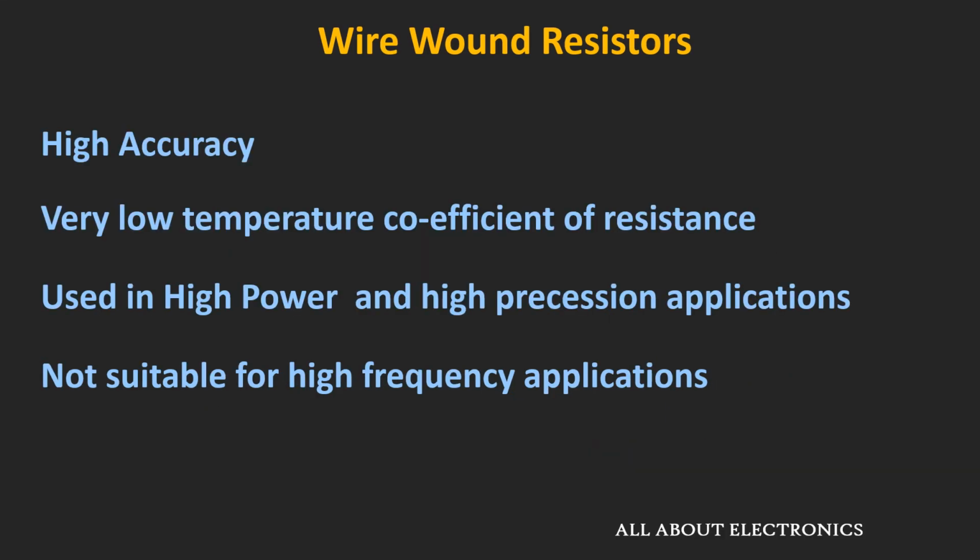Now this type of resistor provides very high accuracy, and also it has a very low temperature coefficient of resistance, and because of that it is quite suitable for high precision applications as well as for high power applications. But these types of resistors are not suitable for high frequency applications. So these are the different types of axial lead resistors which are used commercially.